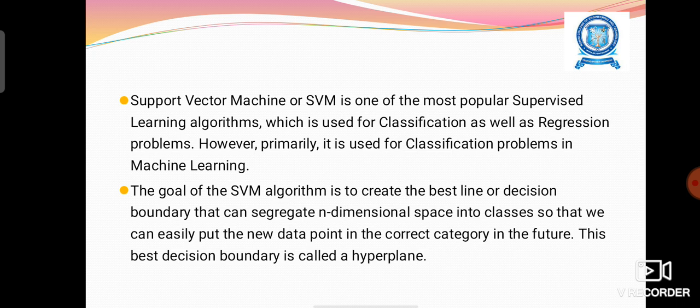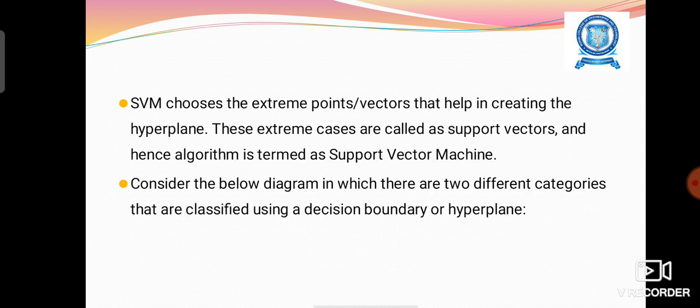The goal of the SVM algorithm is to create the best line or decision boundary that can segregate n-dimensional space into classes so that we can easily put the new data point in the correct category in the future. This decision boundary is called a hyperplane. SVM chooses the extreme points or vectors that help in creating the hyperplane. These extreme cases are called support vectors, and hence the algorithm is called a support vector machine.